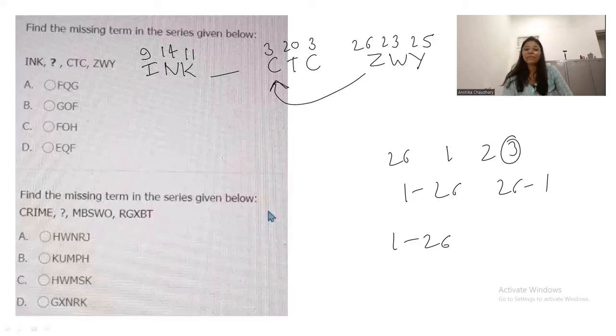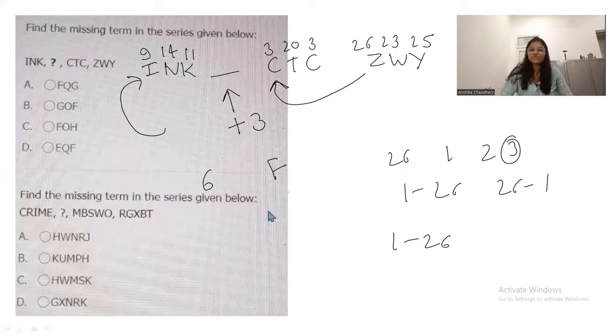Then again, I will take 3 steps forward, so I will reach 6, right? Then again 3 steps forward, so I will reach 9. So it is the pattern for the first letter. At the place of this, it should be 6, and 6 is F, right? So the option should start from F. So the option can be A or can be C, right?